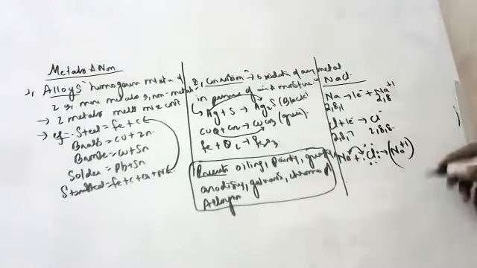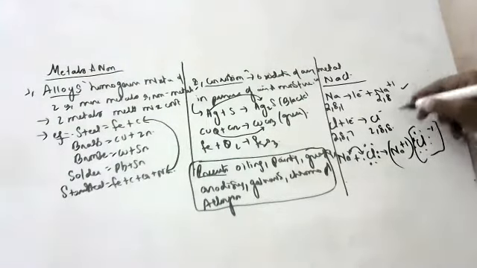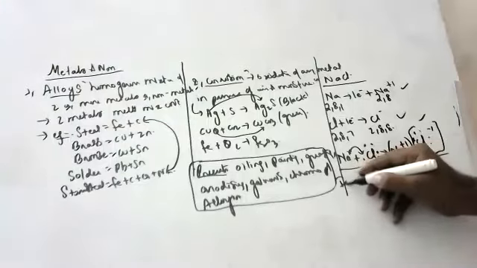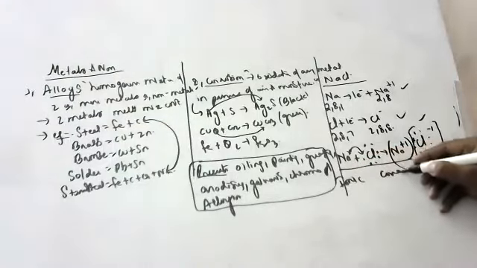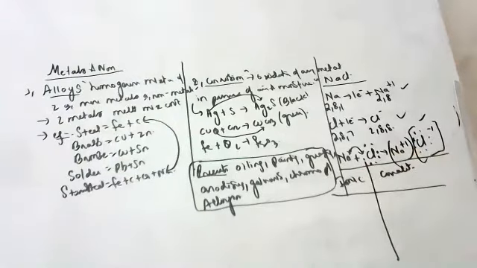Put it in curved brackets. Cl has 1, 2, 3, 4, 5, 6, 7, 8 electrons, with minus 1. Put it in square brackets. 3 marks. Okay. So what are the differences between ionic and covalent compounds? Very, very important question.